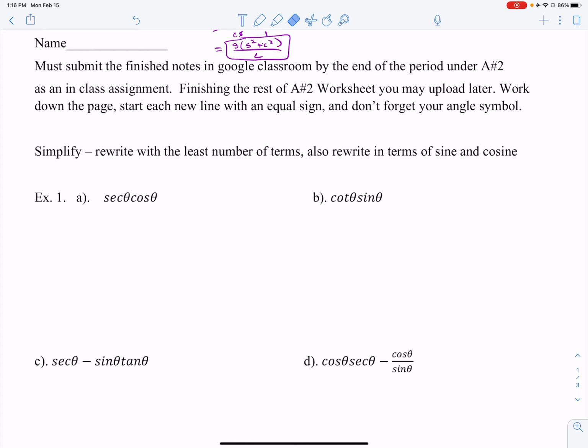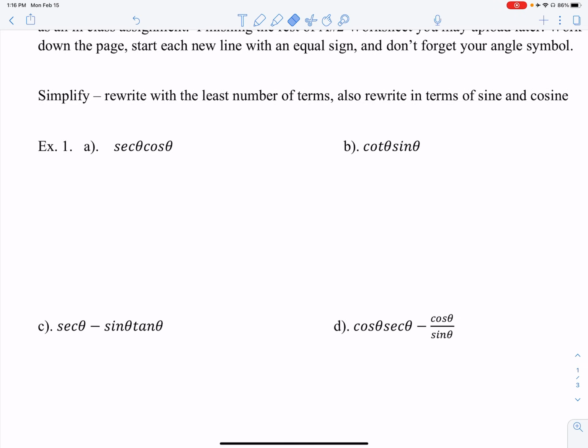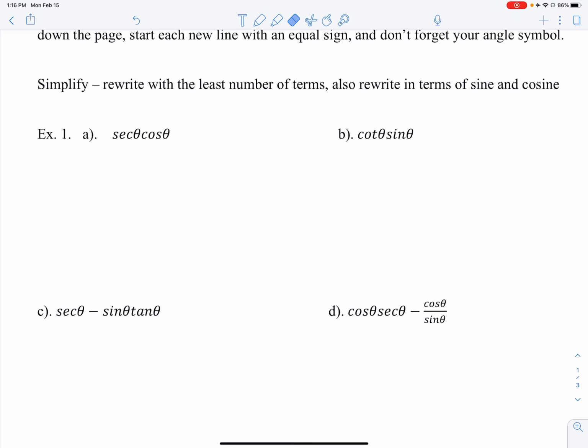Example 1, rewrite with the least number of terms. One of the techniques that we often use is to rewrite in terms of sine and cosine. It's not always the case, but that is something that we use. In part A, you write the original problem down, and then secant is 1 over cosine theta. Don't forget the theta. That's times cosine theta, which I can think of as over 1. When you multiply fractions, you multiply the numerators and the denominators, so you get cosine theta over cosine theta, which simplifies to 1.